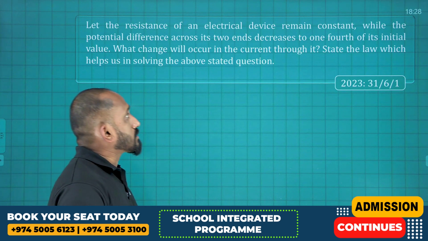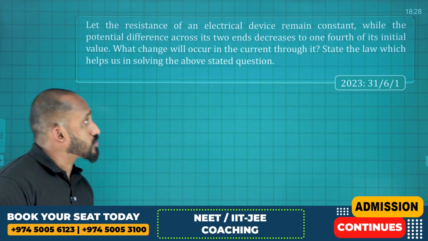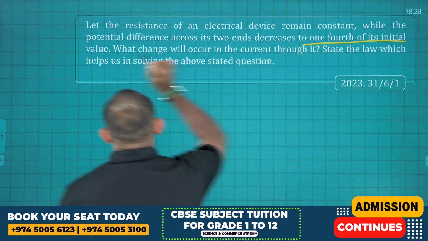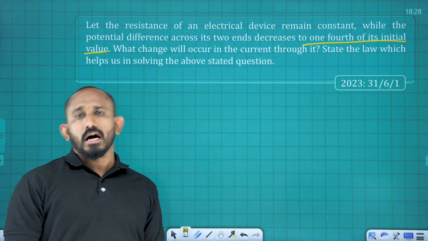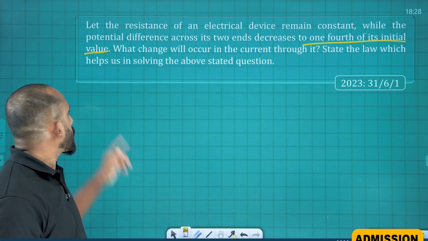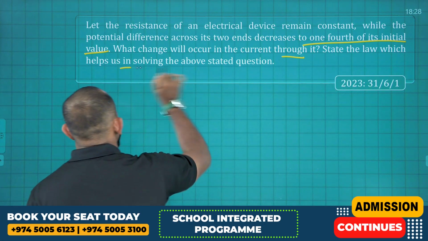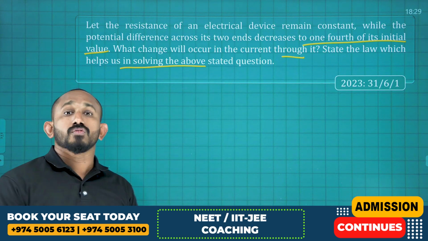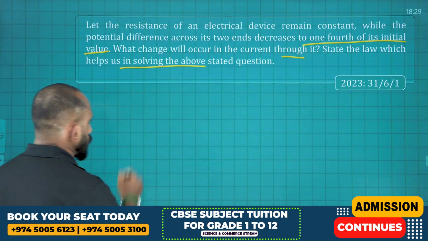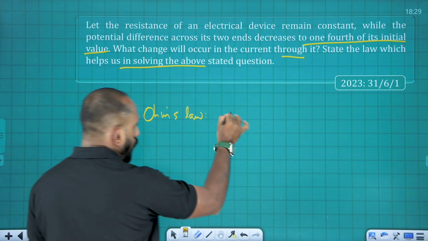Let the resistance of an electrical device remain constant, while the potential difference across the two ends decreases to 1/4 of its initial value. So R is kept constant and voltage decreases to 1/4. We did a similar question previously also. What change will occur in the current through it? State the law and help us in solving the above stated question. So which law is there? Surely the voltage and current relation. We have one law, Ohm's law. So Ohm's law is the name, and then you have to state it.